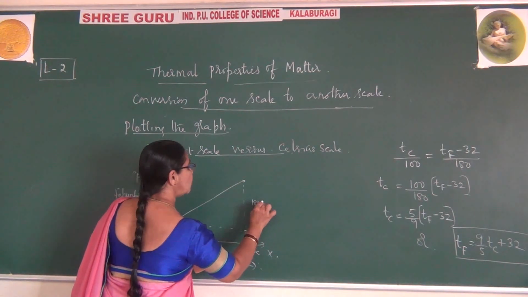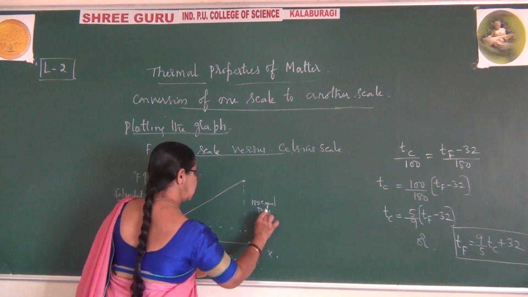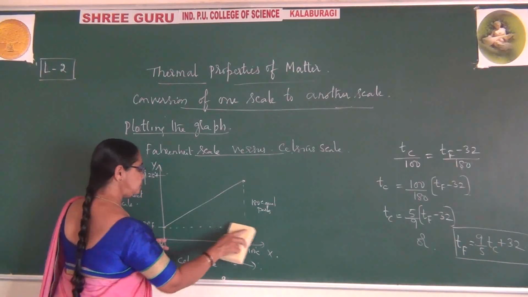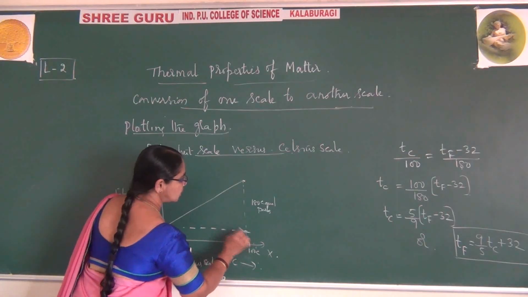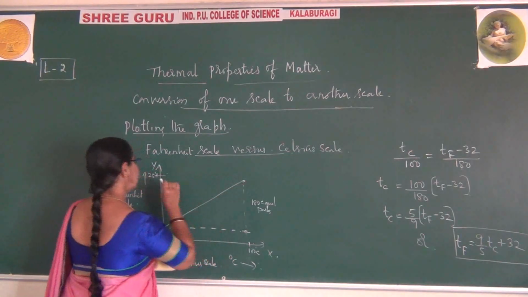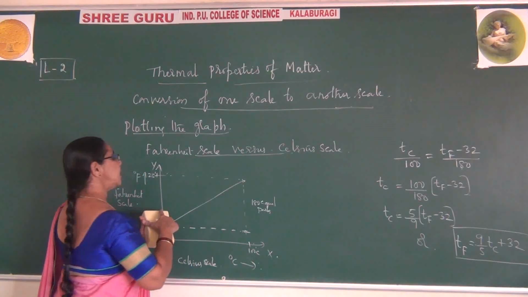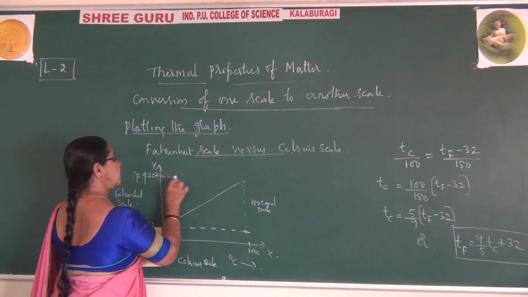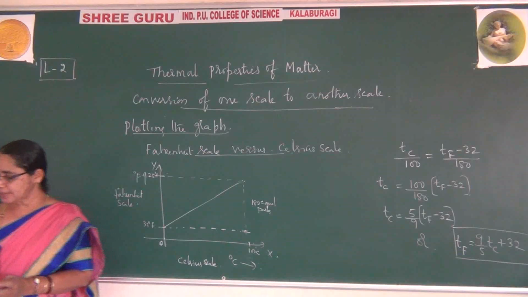This is 180 equal parts we have here. This is 32 degree Fahrenheit, and here remember, this is 32 degree Fahrenheit. This is 212 degree Fahrenheit. You can observe here, this is 212 degree Fahrenheit. Right? And now you are observing the scale.